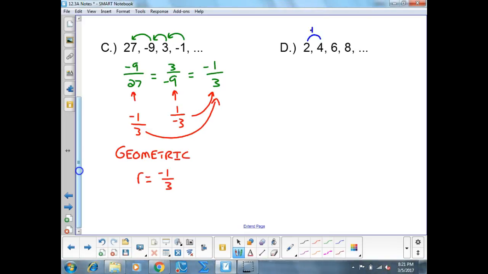Here, adding 2, adding 2, adding 2. So that's going to be arithmetic. Checking if it's geometric, here I'm multiplying by 2. Here I'm multiplying by 1.5. So right there, that's not geometric. So this one is actually arithmetic only. Oops, forgot, can't just hit the button. Push it down there. So no there.